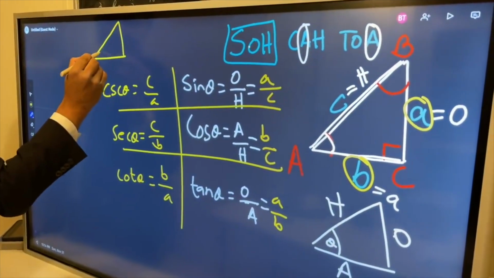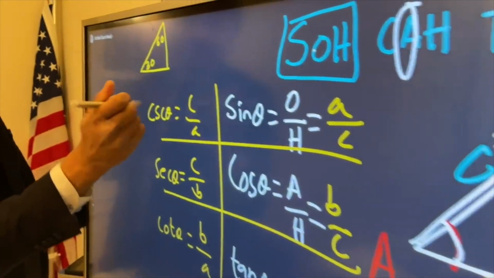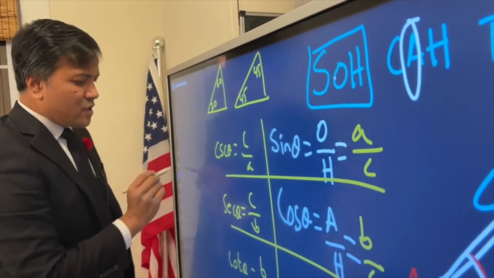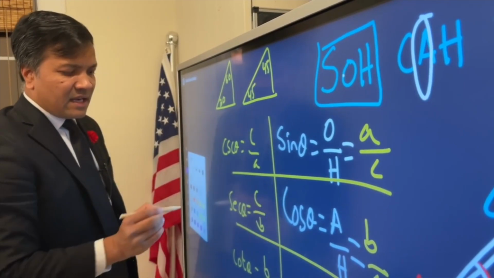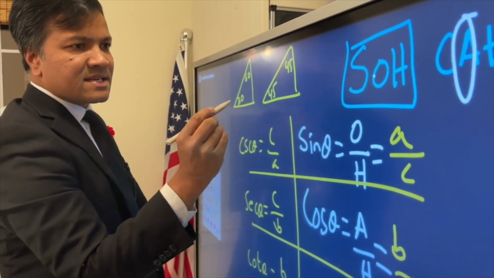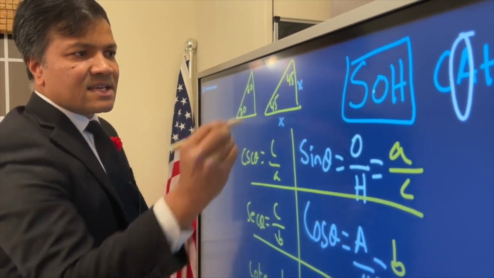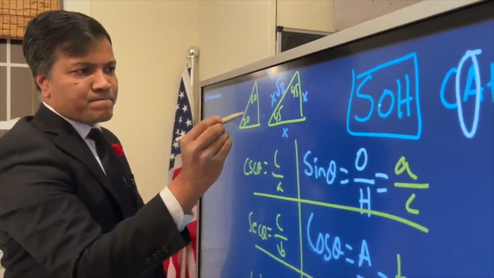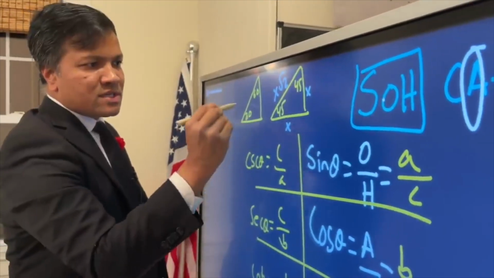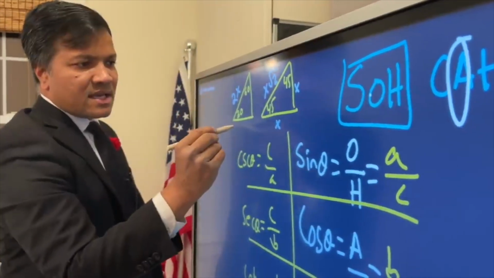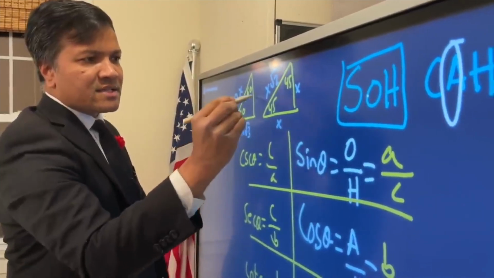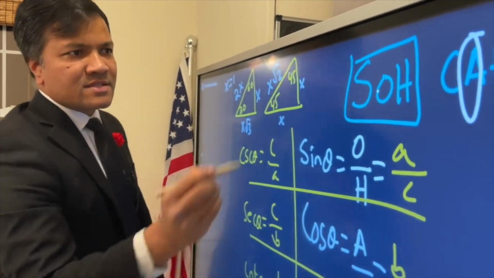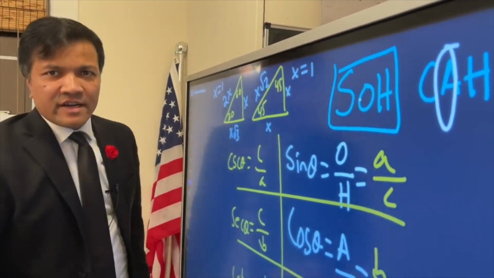So let's say this is 30, 60, 90 degree, and this is 45, 45, 90. What do we know about these special angles? We know this one is x, this one is x, this one is x root 2, this one is 2x, this one is x root 3, and this one is x. Now let x be 1 here, and let x also be 1 over here.